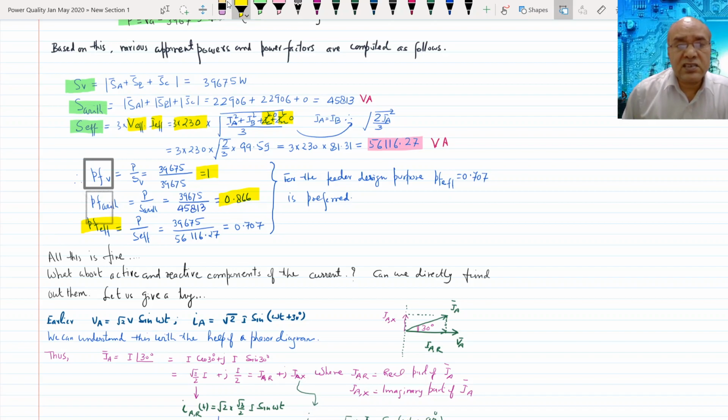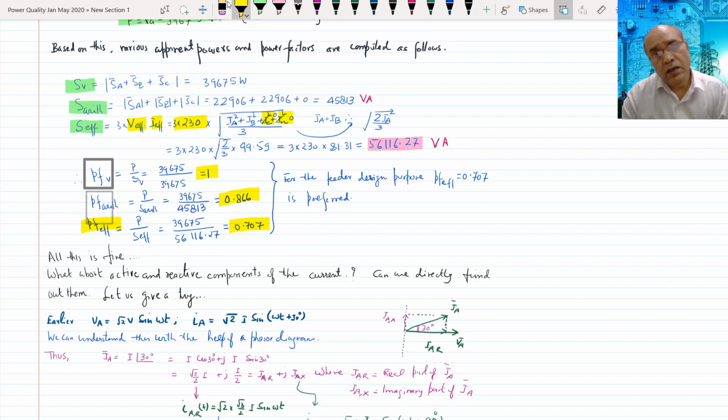This is 0.866, this is 0.707, and obviously as I explained in my previous classes, from a design point of view we shall prefer to use the power factor effective because it gives the most pessimistic case, the least value of power factor, which results in a proper design of the feeder. Okay, that is one point which has been explained in the previous lectures, the last unit in fact. Okay, all this is fine.